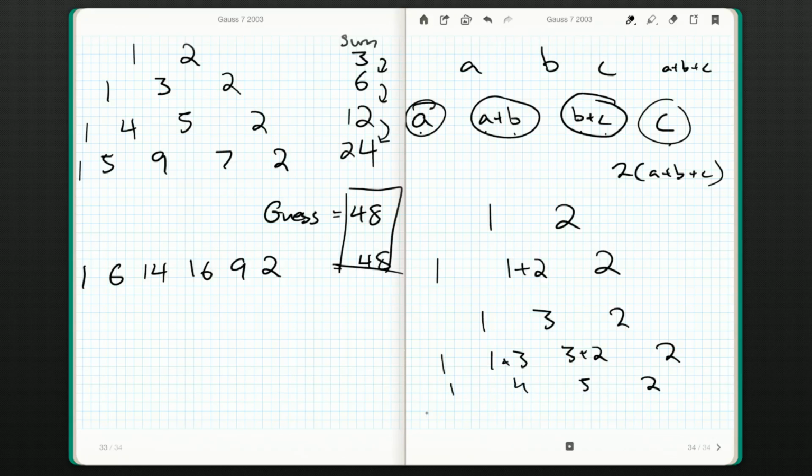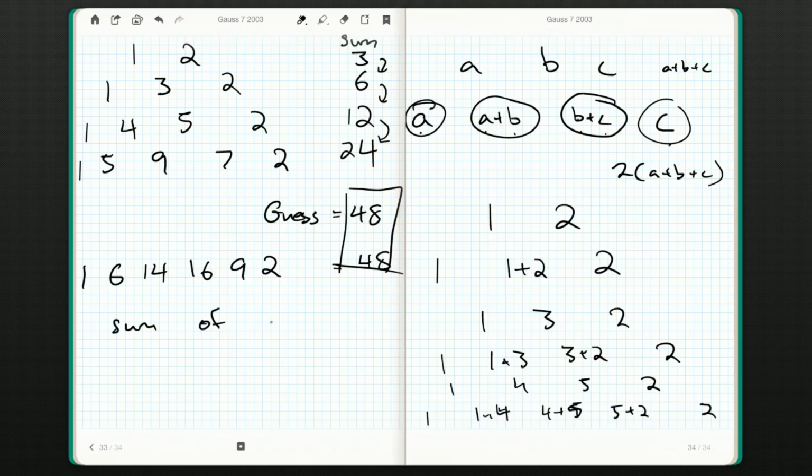Let's get the next one. We get our 1 and our 2, and then we have 1 plus 4, 4 plus 5, 5 plus 2. If we were to add up this row, we've got 2 1s, 2 4s, 2 5s, 2 2s. We really are doubling every single number. So the sum of the rows doubles. And so our answer is going to be 12,288, and we said that was D.